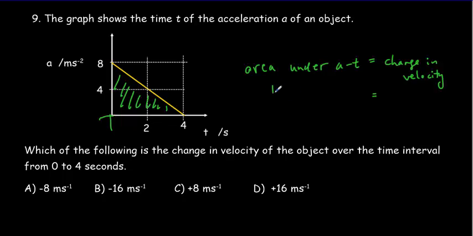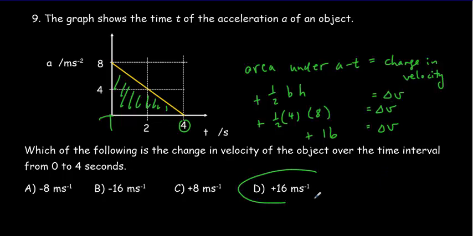And the area would be what, half base times height, or 1/2 times 4 times 8, which is 16. So it's a positive 16 because it's a positive area, and that's equal to the change in velocity. So the answer here is D.